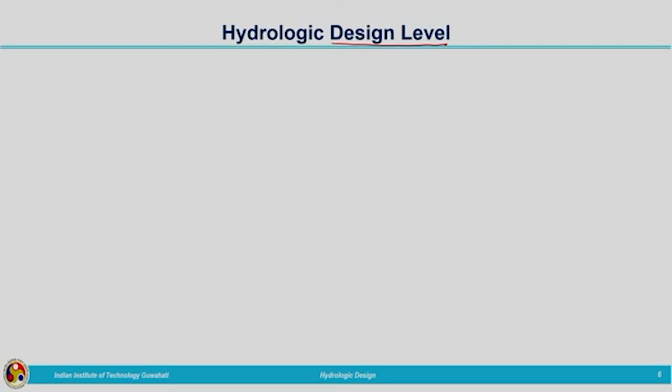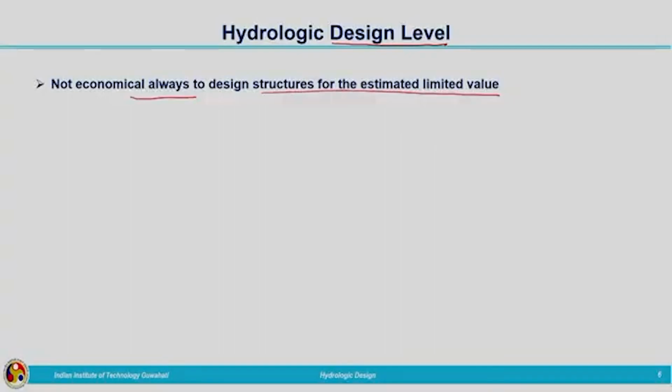How can we determine this upper limiting value and what should be kept as the hydrologic design level? It is not economical always to design structures for the estimated limiting value. As I told you, if I am keeping some 1000 years, 10,000 years return period, we are getting a probable maximum precipitation or probable maximum flood corresponding to that return period. But always keeping a very high value of return period will not lead to economical projects. From an economical point of view, we have to choose a certain value of return period based on the importance of the structure.